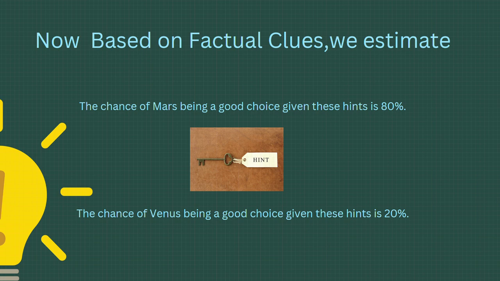Based on factual clues, we estimate the chance of Mars being a good choice given this hint is 80%. The chance of Venus being a good choice given this hint is 20%. So the characteristics show that Mars is a bit better than Venus, which gives us the hint that Mars is 80% more likely to be sustainable than Venus. And this is where we use Bayes theorem.